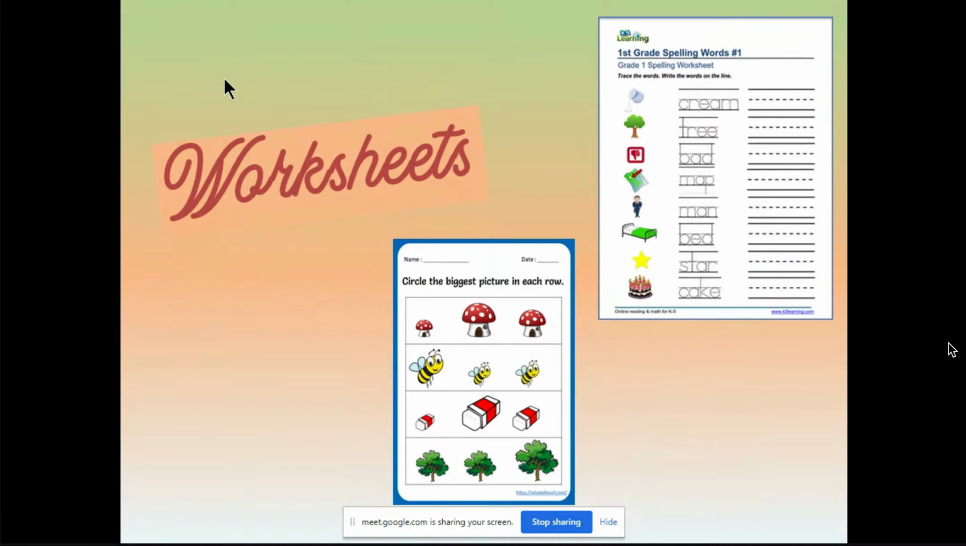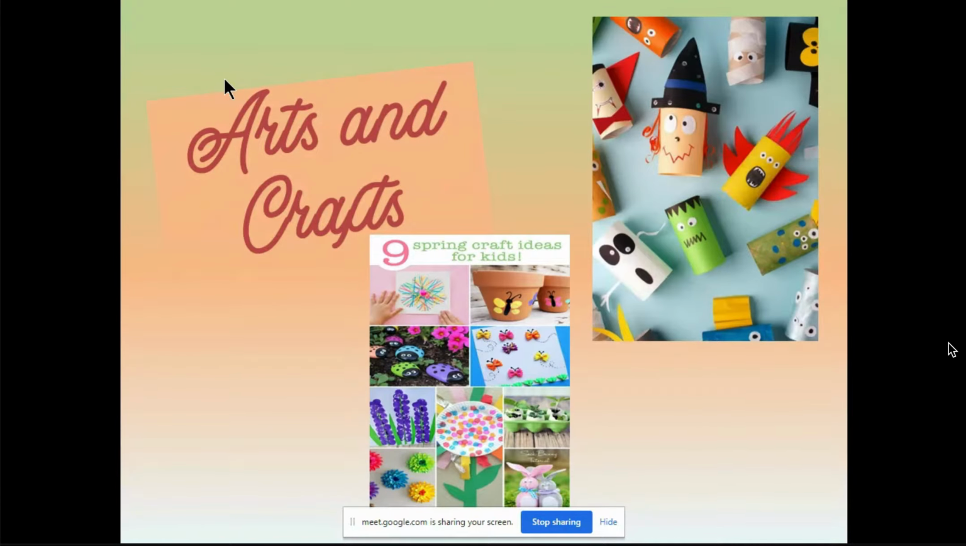We also have worksheets. You could use worksheets. A lot of worksheets are free on the internet, so you could download them and use them for your students. Arts and crafts. In elementary schools, we love using arts and crafts. I think this one is from a toilet paper roll. So we will teach them how to recycle using old materials to make a new one.